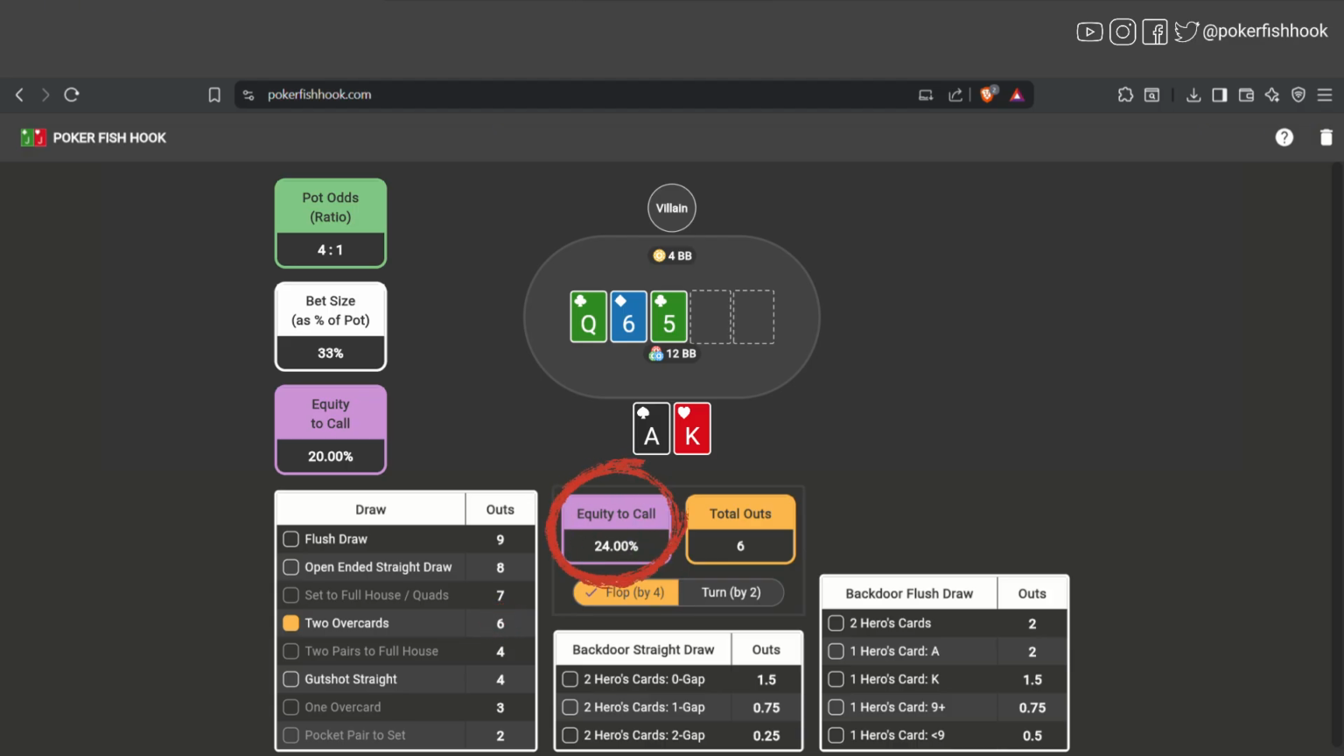6 outs multiplied by 4 equals 24. In this example, we only need 20% of equity. So, with our 24% equity of the outs, we can call the bet.